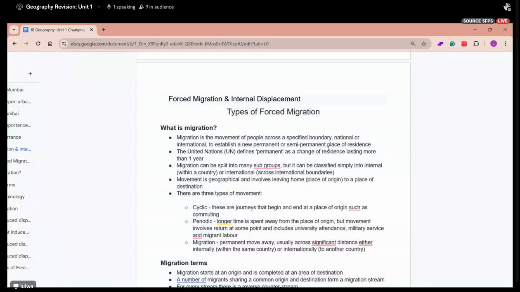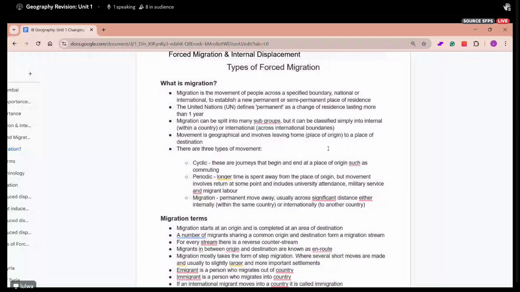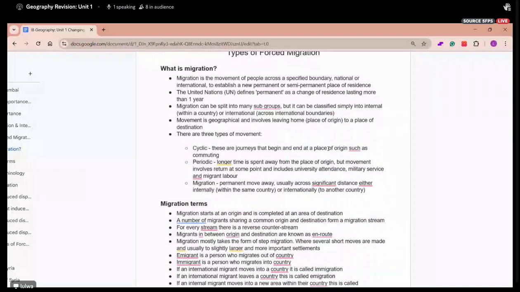So what is migration? Migration is the move of people across a specified boundary, either national or international, in order to establish a new permanent or semi-permanent place of residence. The United Nations defines permanent as a change of residence lasting more than 1 year. Migration could be split into many subgroups.